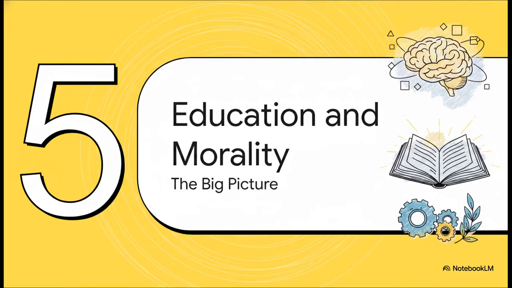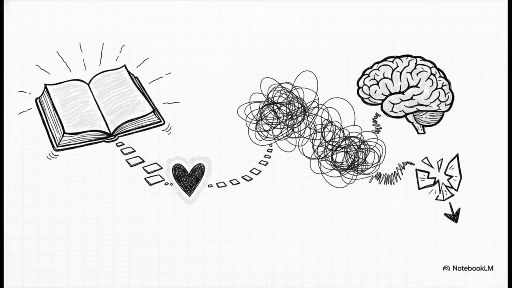Finally, we've reached section 5, education, morality, and peace. Let's look at the big picture. Okay, let's zoom back out for a second. Why on earth is this curriculum teaching coordinate geometry right next to verses about a renewed mind? Well, the source material presents this specific foundational philosophy: education without biblical morality will hurt.